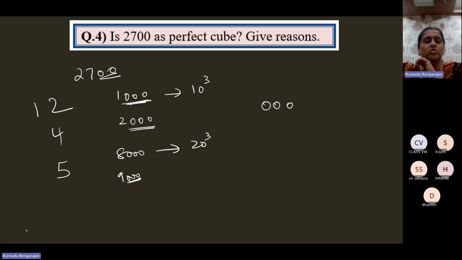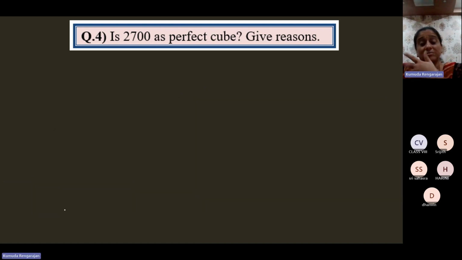Okay, so you have to go through the prime factorization procedure. We know it is not a perfect cube. But if it is a question like this, give reasons, you have to do the prime factorization procedure. But yes, you know it is not a perfect cube because it ends with 2 zeros. See, it can be a perfect square. A number ending with 2 zeros can be a perfect square. It need not be a perfect square, but it may be a perfect square. Okay, so like 100 ends with 2 zeros.